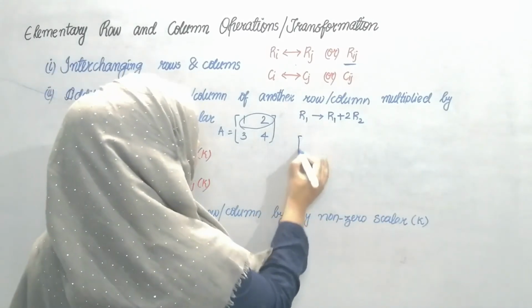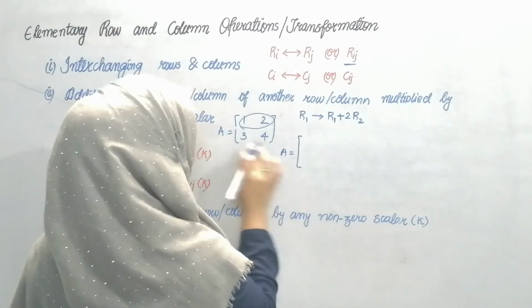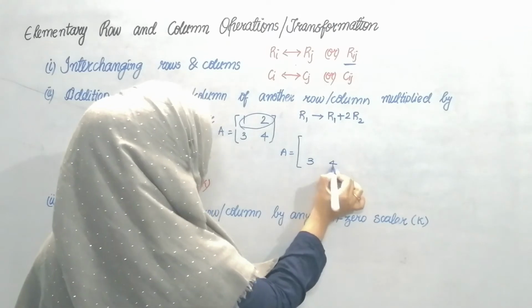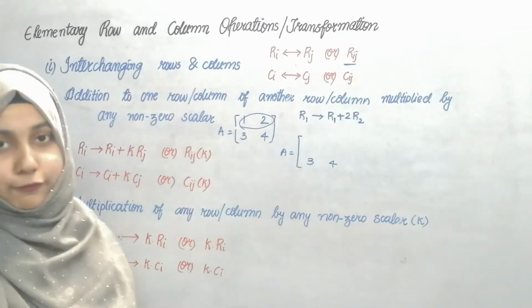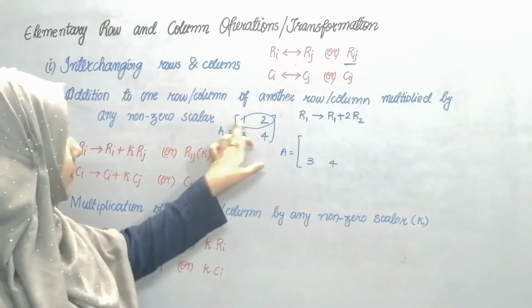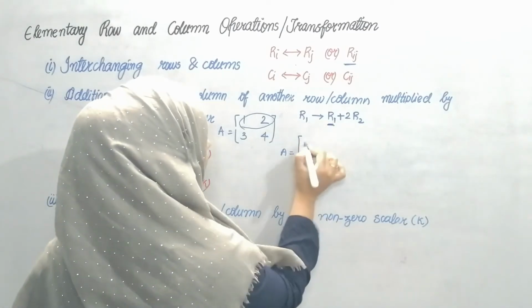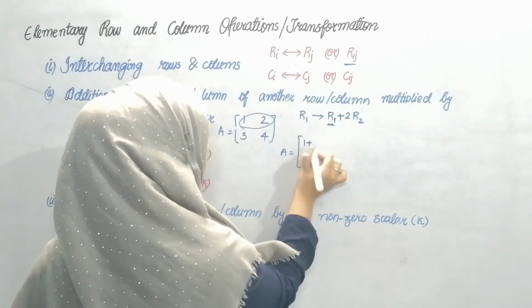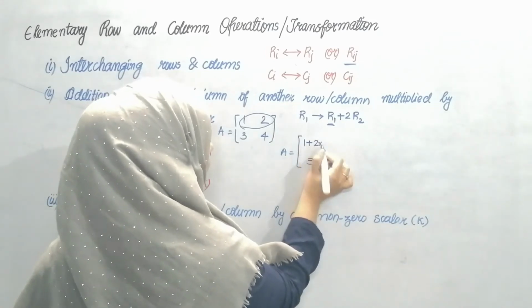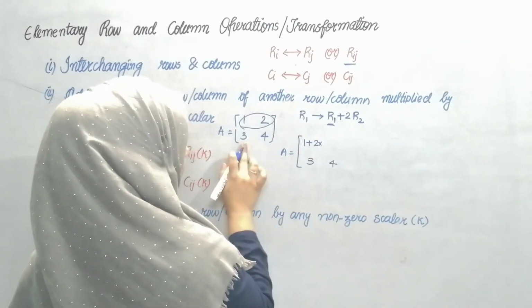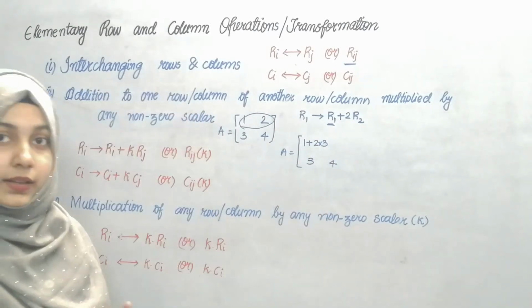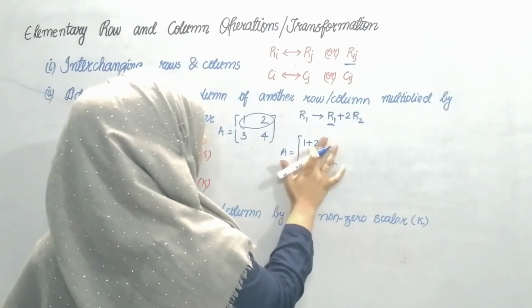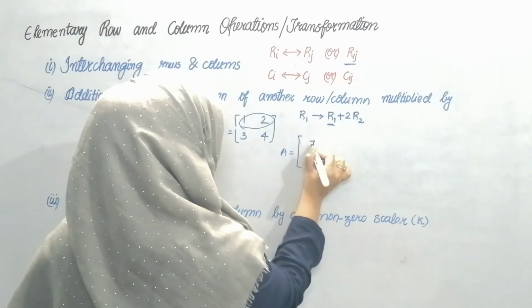What happens? The second row is untouched. I'm not doing anything to the second row. So second row will be as it is. I'm only making changes to the first row. Okay. So now what happens? First row element is what? 1. Okay, 1. Then I've got plus, then 2 into the element of second row, that is 3. Now what happens? See here, 2 3s are 6. 6 plus 1, 7. So this will become 7.